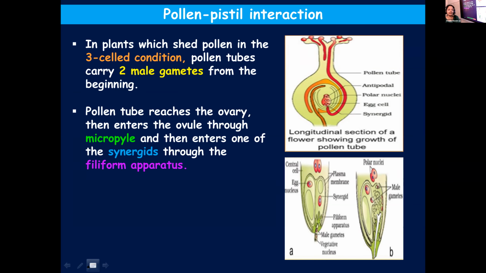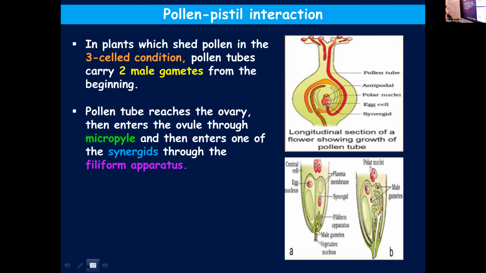What forms the egg apparatus, children? Which are the different cells that form the egg apparatus? Two synergids and one female gamete. Where are they located? At which pole? Micropylar end. So it will enter the synergids first.